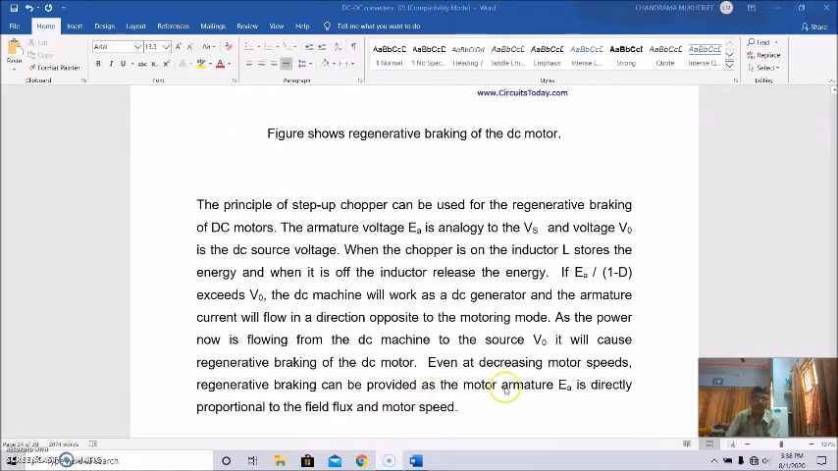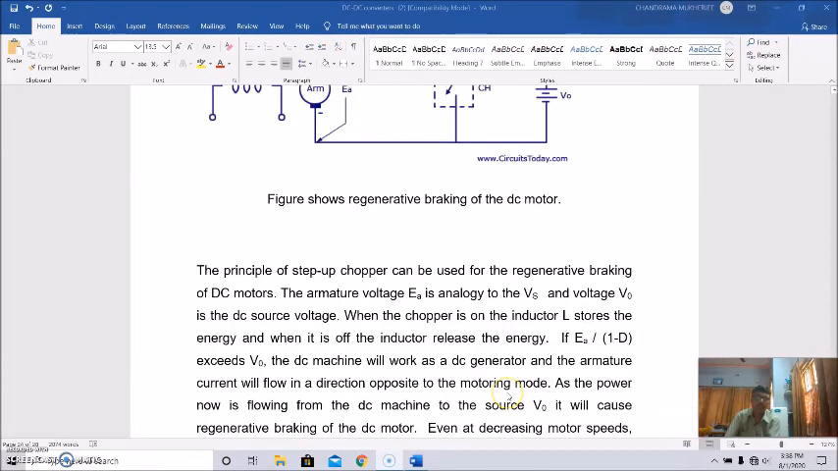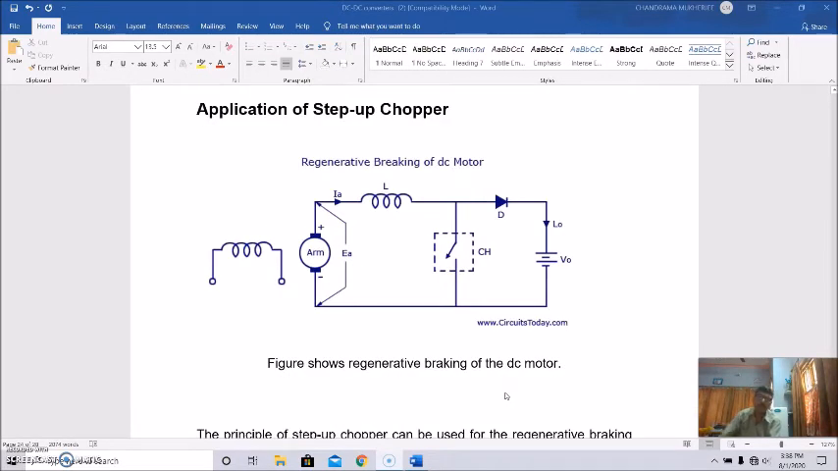So even at decreasing motor speeds, regenerative braking can be provided, as the motor armature EA is directly proportional to the field flux and motor speeds. So this is one application of regenerative braking in the case of step up chopper.